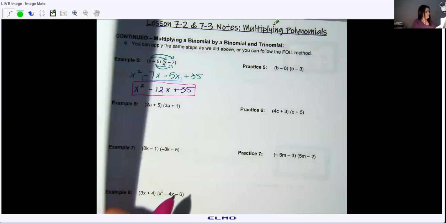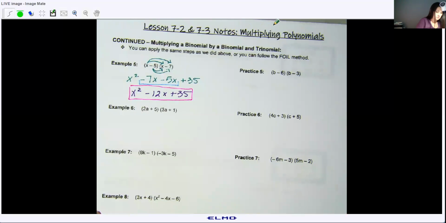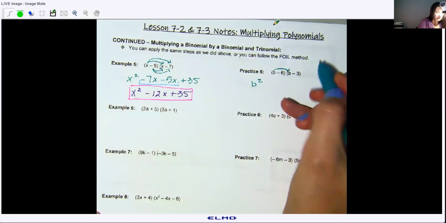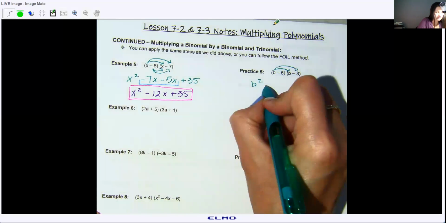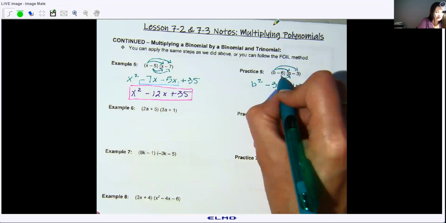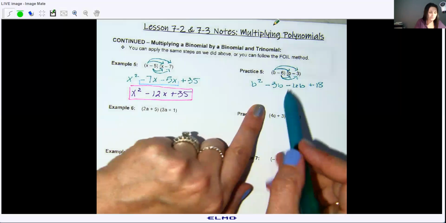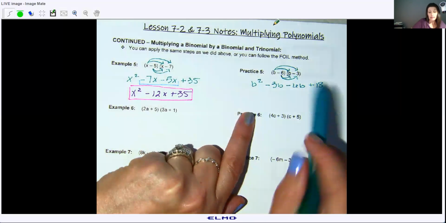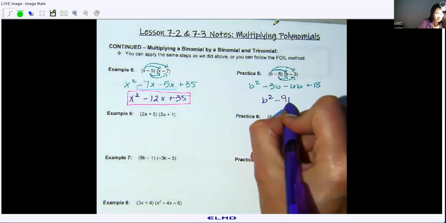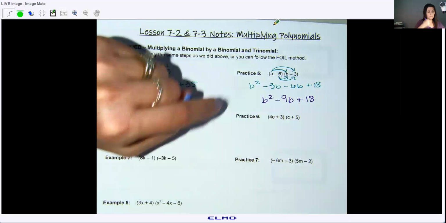Okay, right, let's look at practice 8. Okay, so b times b is b squared. B times -3 is minus 3b. -6 times b is minus 6b, and -6 times -3 is plus 18. This is how I want you to show your work. You don't have to draw the arrows, but I would like you to write this, and then I would like you to write your final answer. Okay, so basically these 2 lines is what I'll be looking for in your work.